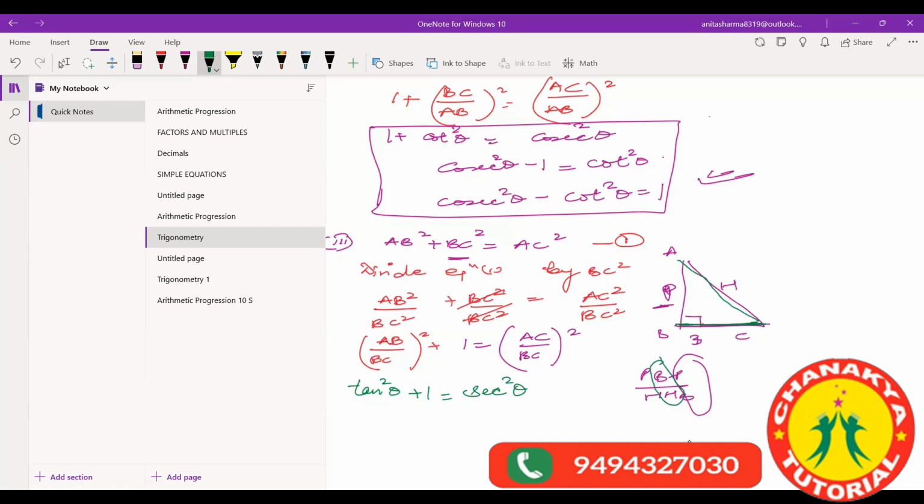Okay. So now we have got this. You can write 1 plus tan square theta is equal to secant square theta, or secant square theta minus tan square theta is equal to 1, or you can write tan square theta is equal to secant square theta minus 1. This is your last identity. Okay? Please note this, children.